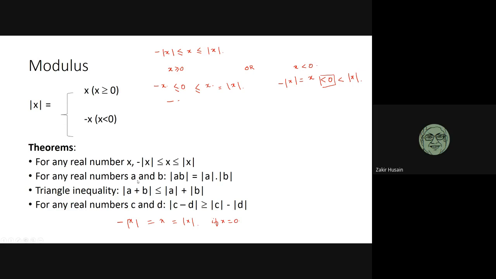Now for any real numbers a and b, the modulus of ab, the product, can be written as the product of the moduluses. So again the proof is like this.